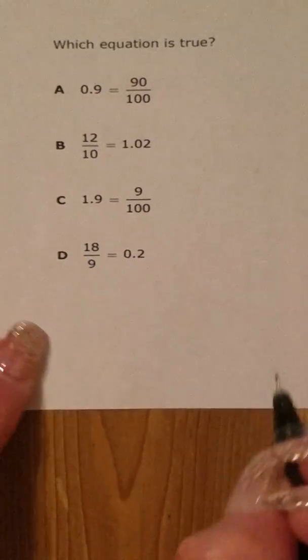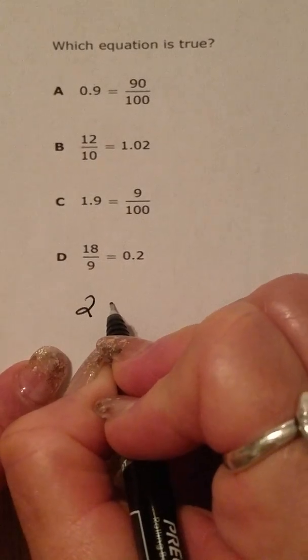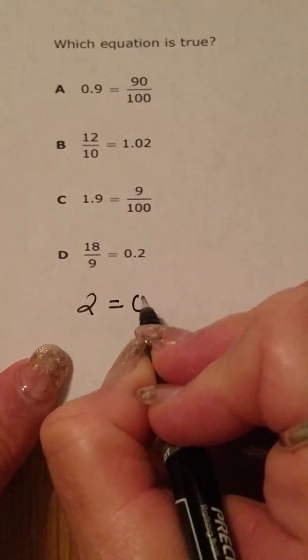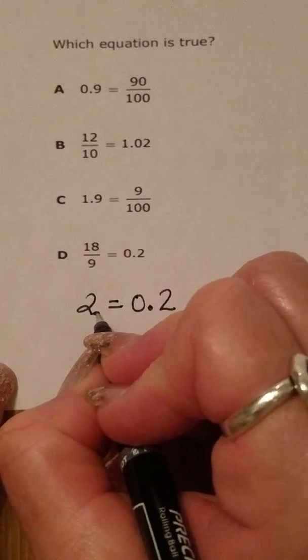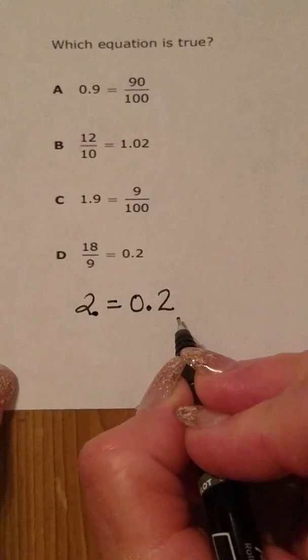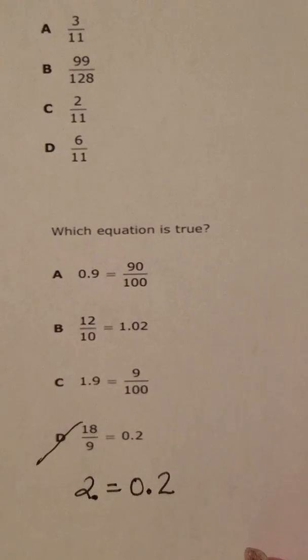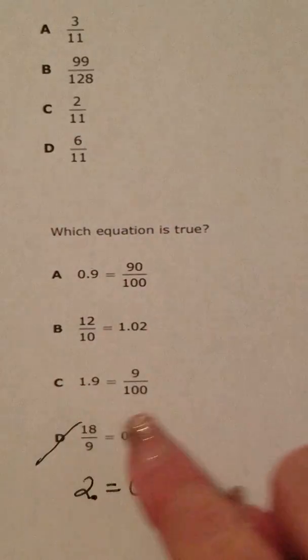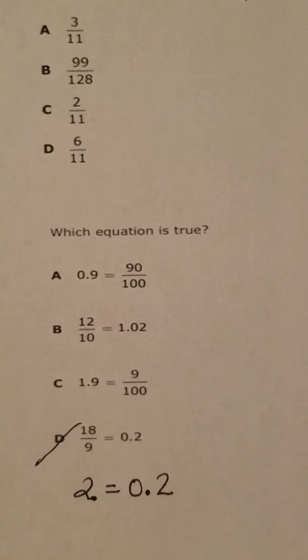This is 18 divided by 9. 18 divided by 9 is 2, and it's saying it's equal to 2/10. This is 2 wholes. Is 2 wholes the same as 2/10? No. You need to do that with each one of them until you can find which one is true, where the left does equal the right.